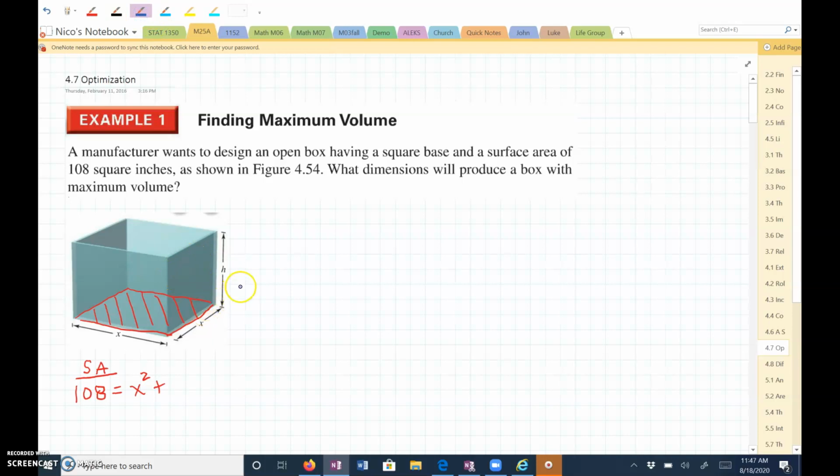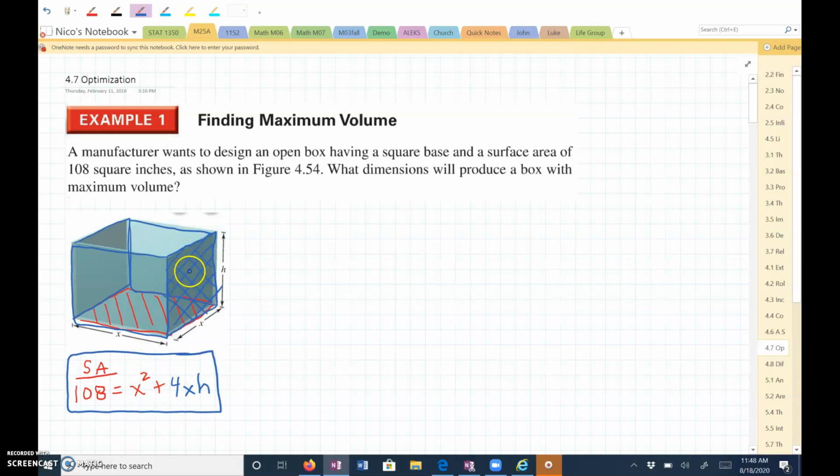now let's look at the area of the sides. So this side here is x times h, and there's actually 4 of those sides identical. This side here would also be x times h, same with this side, and same with that side. So this is going to be 4xh. This would be the formula that represents the surface area of this figure.